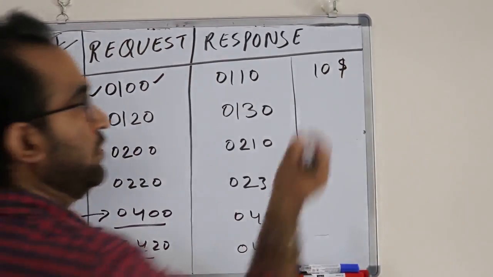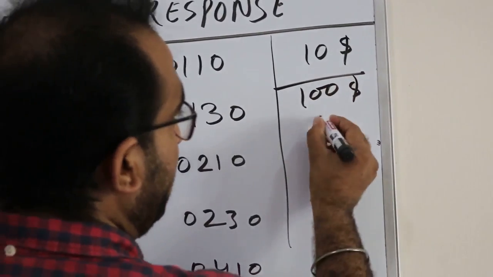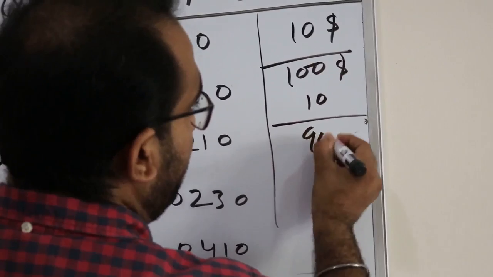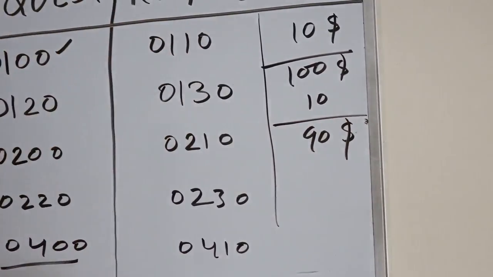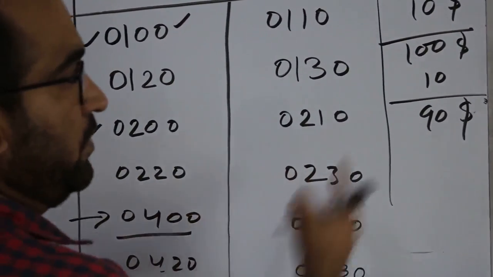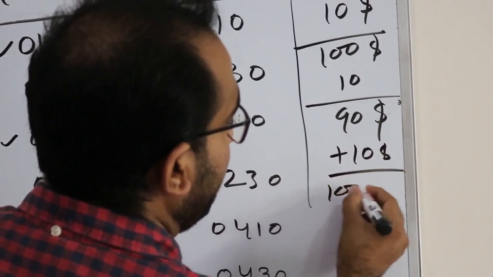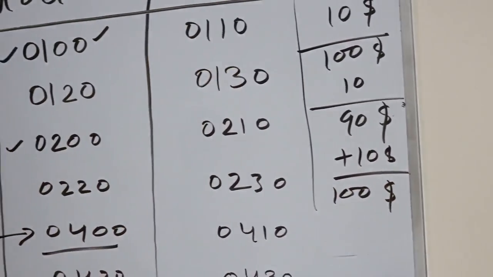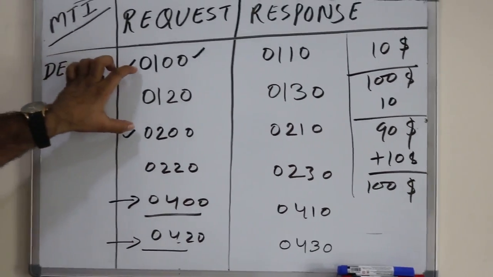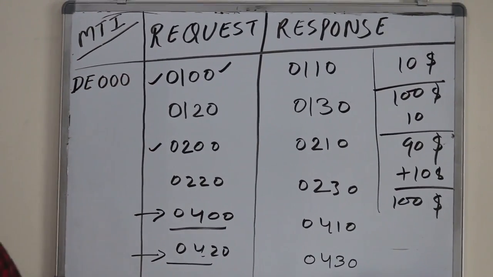deducted from your account. Let's suppose you had a balance of $100, you did a transaction, and now the balance is $90. But since you cancelled it, this reversal will go and add $10 again, so your balance will become $100 again. This is the use, just to understand. These types of transactions are debiting your account, and these types are crediting your account.